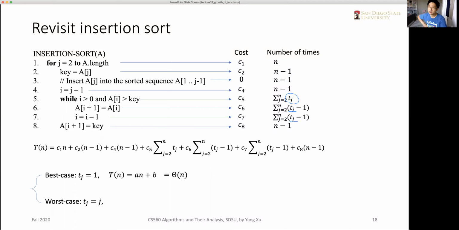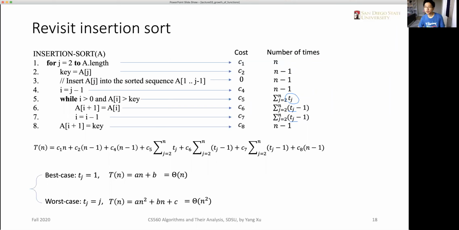And in the worst case, the key element needs to be compared with all the values before it. So in that case, t_j is j for each j. So in that case, T of n turns out to be a quadratic function. Okay, so a quadratic function, we can basically write as big theta of n squared. That's what we know from this lecture, right?